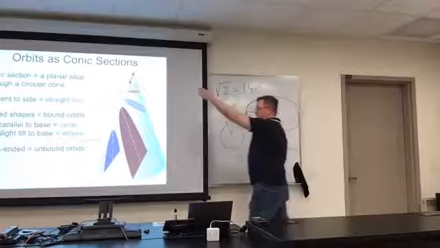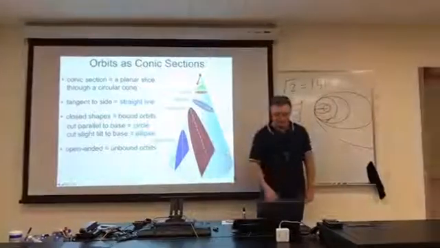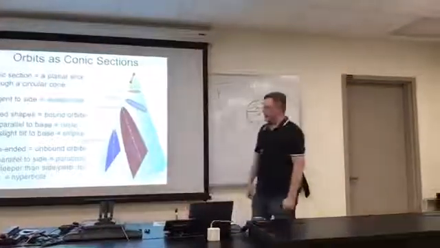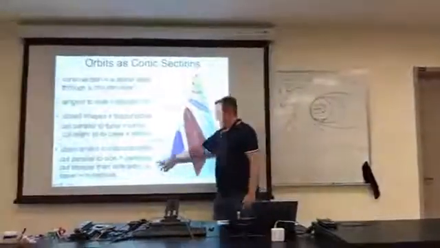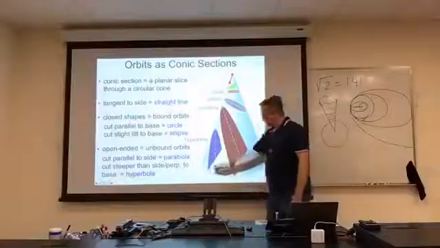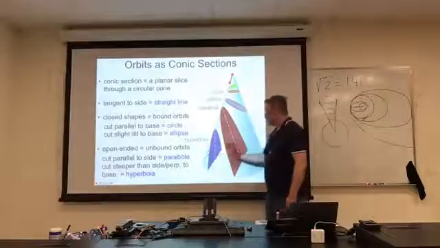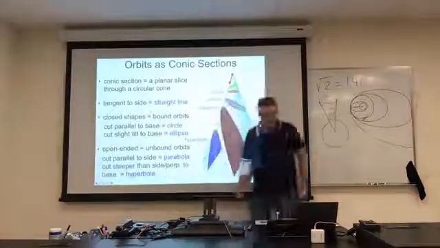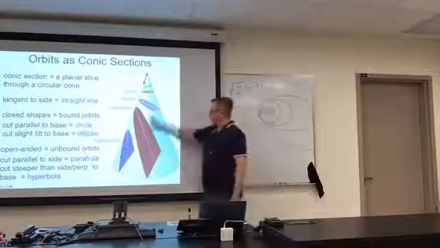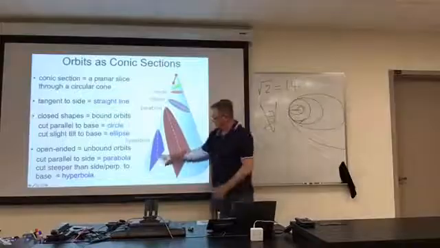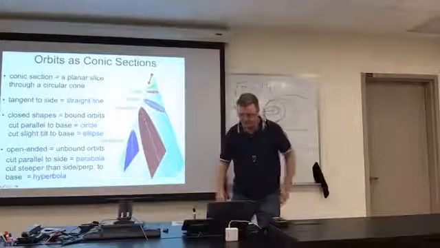Open-ended cuts, very steep cuts through my cone, give me my unbound orbits, my open orbits. And if I cut parallel to the opposite side, I get a parabola. If I cut more vertically than the opposite side, if I cut perpendicular to the base or in between, any slice in between, then I'm going to get a hyperbola, which is like an open-ended ellipse, like an open-ended parabola, only, I'll show you the next slide, the two edges keep spreading out further and further apart.